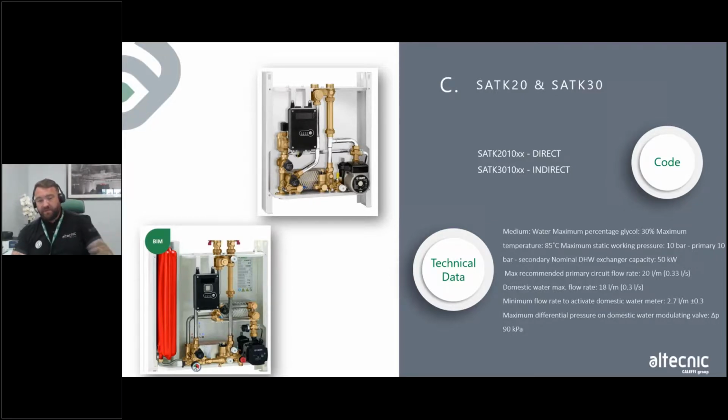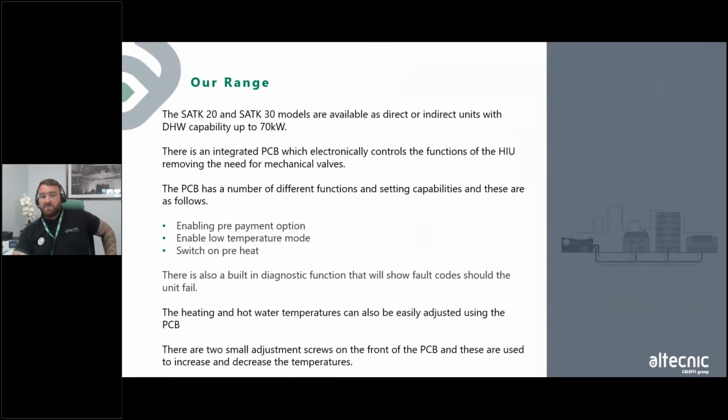PCBs, all the technical information is on there as well, so there are all different factors on there. Some of the figures that work on it: the SAT K20 and SAT K30 models are available as direct or indirect units with the direct domestic hot water capability of 70 kilowatts. They have an integrated PCB with electronic controls for the functions of the HIU, removing the need for mechanical valves.